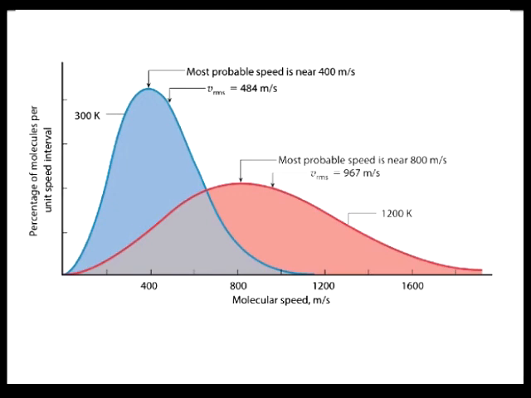One very useful type of average speed, known as the root mean square speed and written as v_rms, is also shown. When the temperature of the gas is 300 K, the RMS speed is 484 meters per second, and it increases to 967 meters per second when the temperature rises to 1200 K. The meaning of the RMS speed and the reason why it's so important will be discussed shortly.